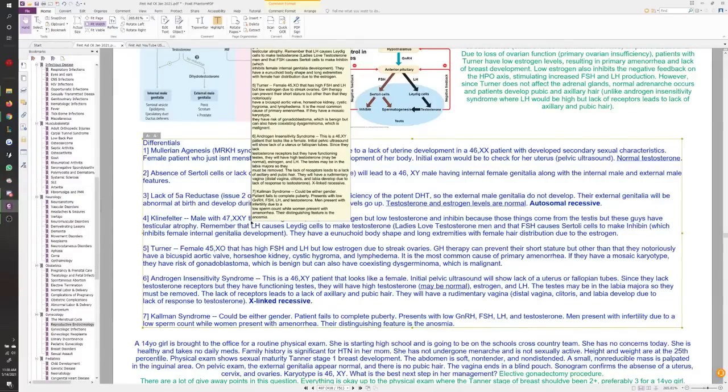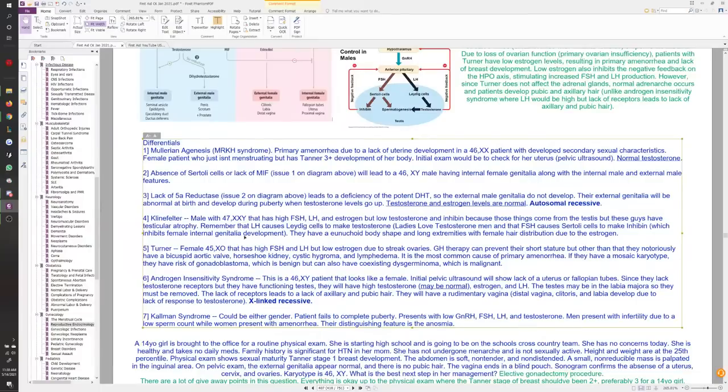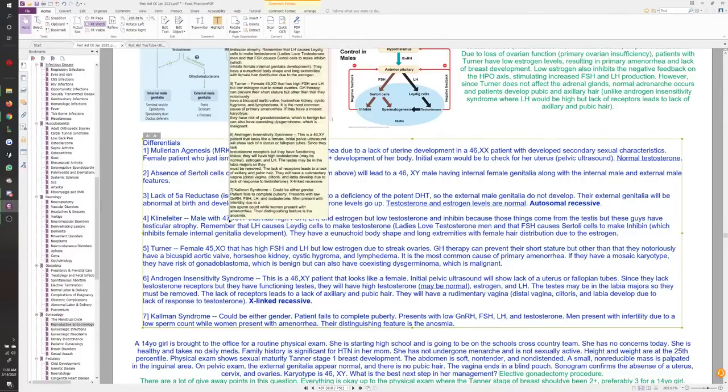47XYY. That one you should also know. The aggressive male with extra acne and too much Y stuff, too much male characteristics. Here there's too much female characteristics, right? This happens because the mother's egg got fertilized by two different sperms, one X and one Y.